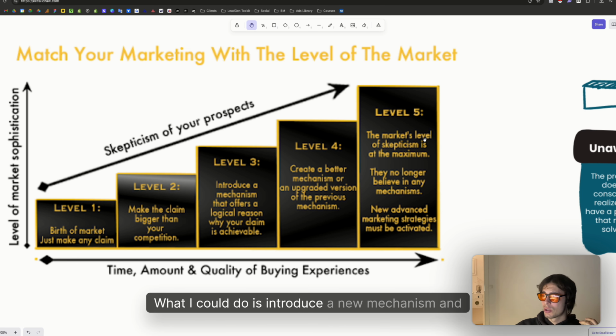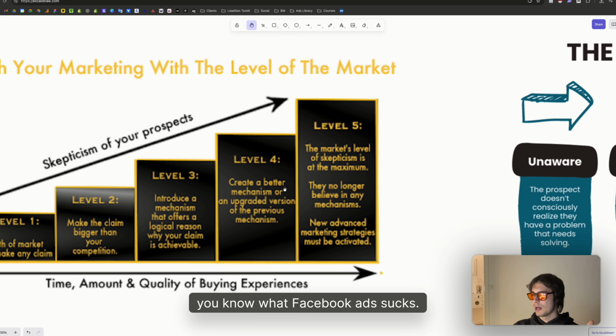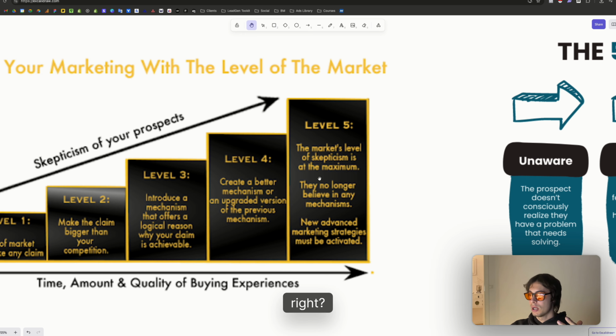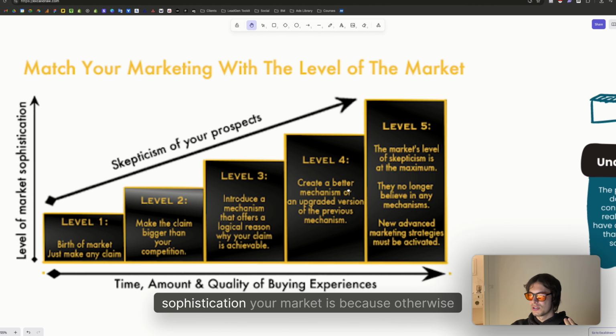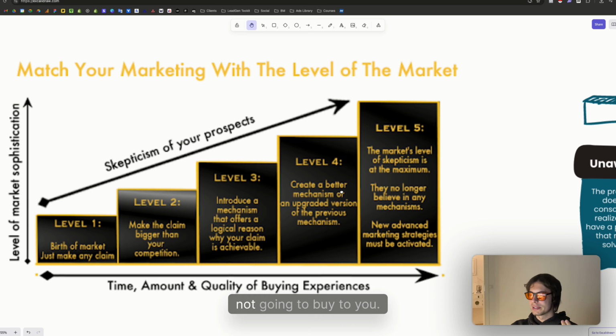What I could do is introduce a new mechanism and say, you know what, Facebook ads suck. Let me try YouTube ads. That's actually why you fail, right? That's something that could work at level 5 and level 4 of the market. But you see essentially how it goes, right? You need to understand at what level of sophistication your market is, because otherwise it's not going to bite you.